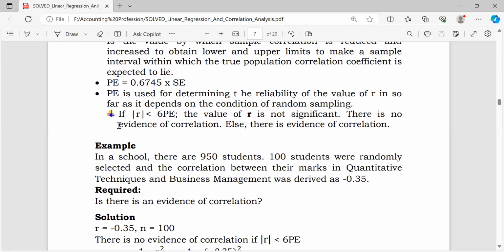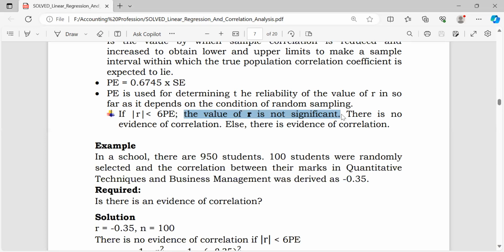The correlation coefficient can be positive or negative, so we just consider the magnitude, the absolute value, and ignore the negative sign. If the magnitude of the correlation coefficient is less than 6 times the probable error, that is, if you multiply the probable error by 6 and it exceeds the correlation coefficient, we say that the correlation coefficient is low. So the value of the correlation coefficient is not significant.